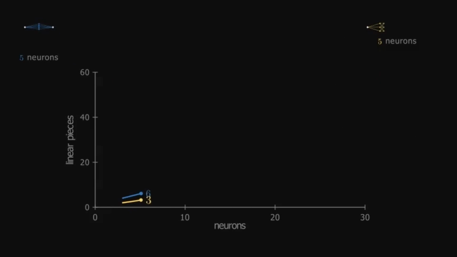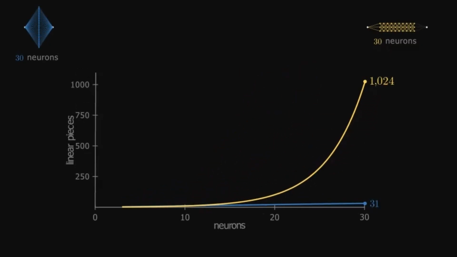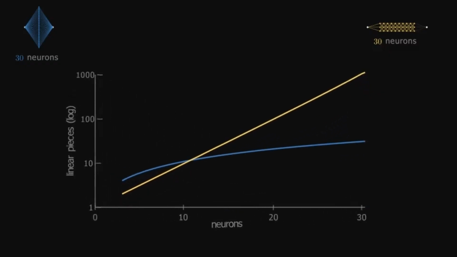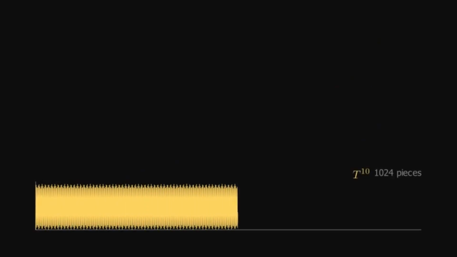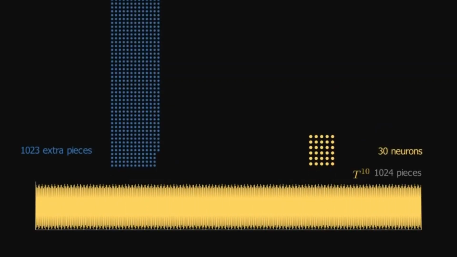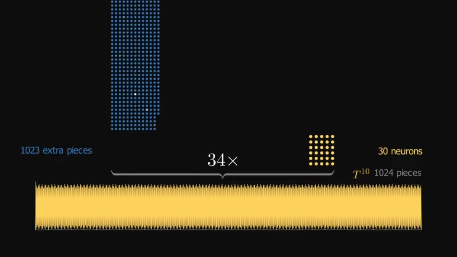Push it. 30 neurons in 1 layer. 31 pieces. 30 neurons in 10 layers? 1,024. To match that 10-layer network, a single layer doesn't need 3 times the neurons. It needs 34 times. But here's the part most explanations skip.